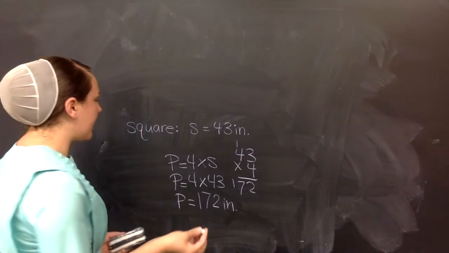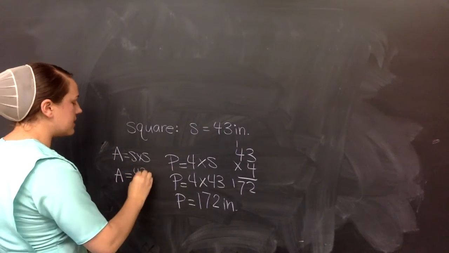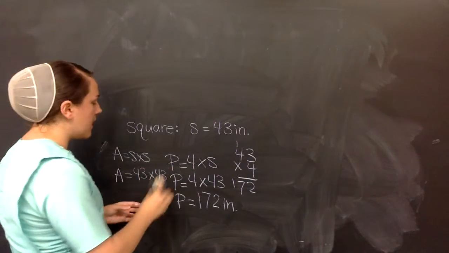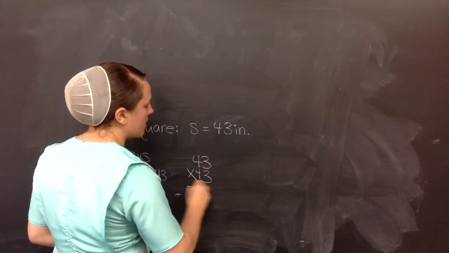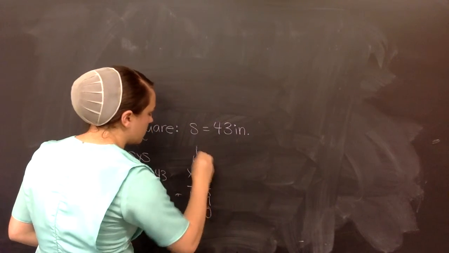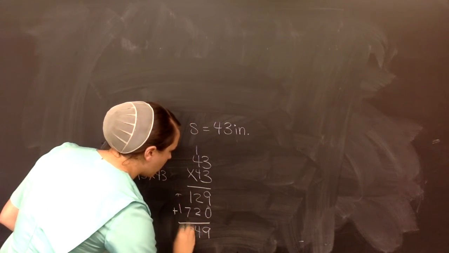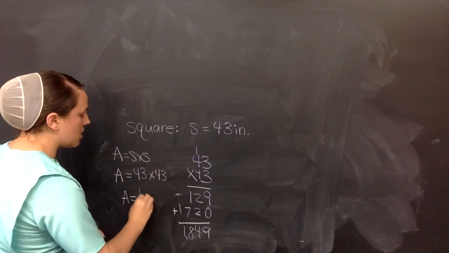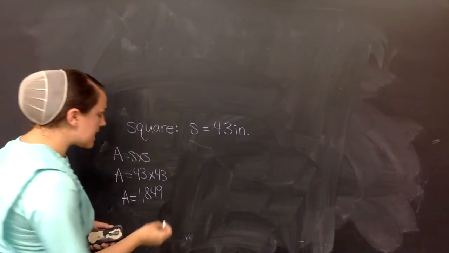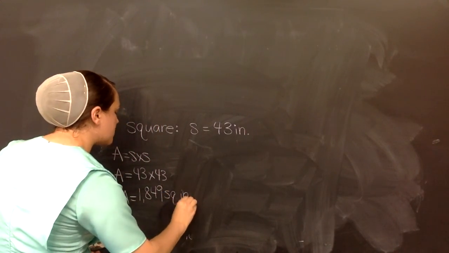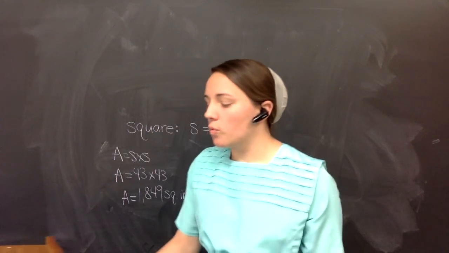Okay? Now we need to find the area. So we have area equals side times side. Area equals 43 times 43. Now we go ahead and work this. 43 times 43. Add these together, we have 9, 4, 8, and 1. And our answer is area equals 1,849. Our unit is inches, and because it's area, we write square inches. So 1,849 square inches.